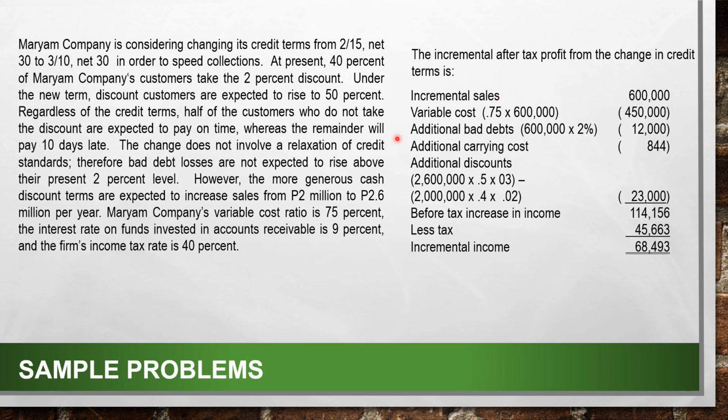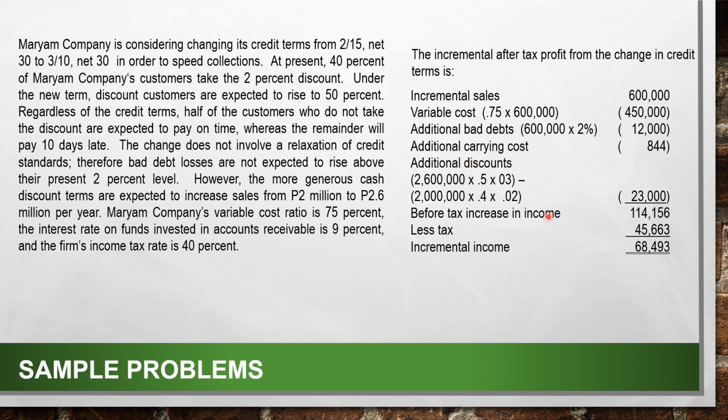So this is incremental sales. That is our benefit. The figures denoted by parentheses are the costs. So we have the variable cost of 450,000. Additional bad debt: 600,000 times 2%. Our bad debt level did not increase, so still 2%. So 600,000 times 2%, we have 12,000. Then we have the additional carrying cost that we computed a while ago, that's 843.75, or in this case we just round up to 844.